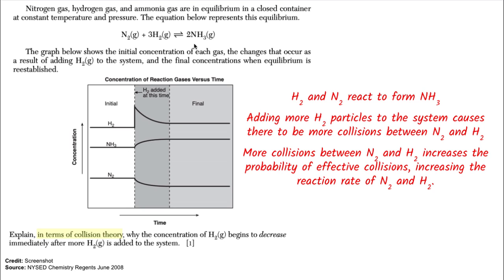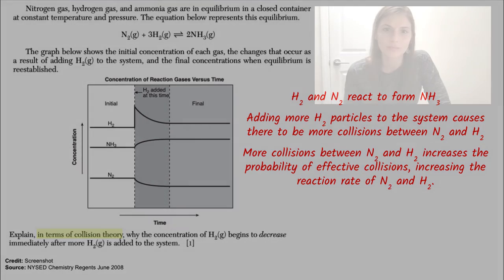So in terms of collision theory, adding more H2 to the system will increase the number of collisions between H2 and N2, increasing the rate of reaction. In other words, increasing the rate that the H2 gets used up. We'll continue to think about these questions that involve changing the system and then thinking about what will happen in response. But remember, all we're thinking about with collisions is just what's causing the particles to hit each other and how will that impact the rate of our reaction.